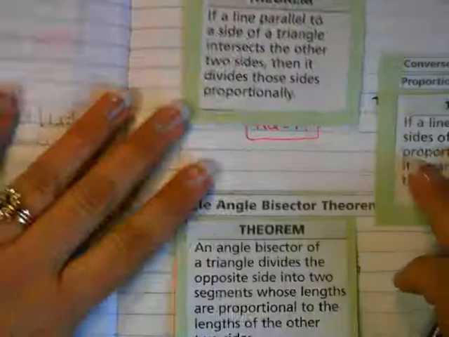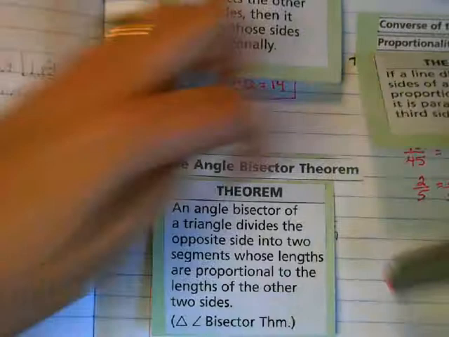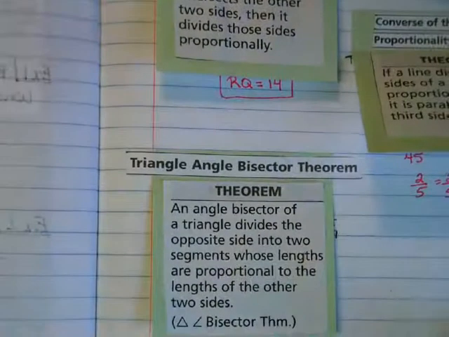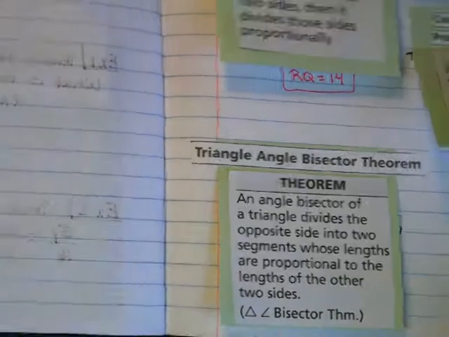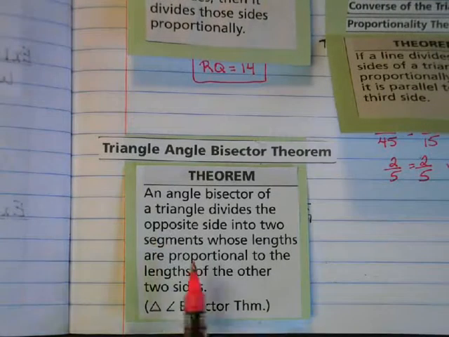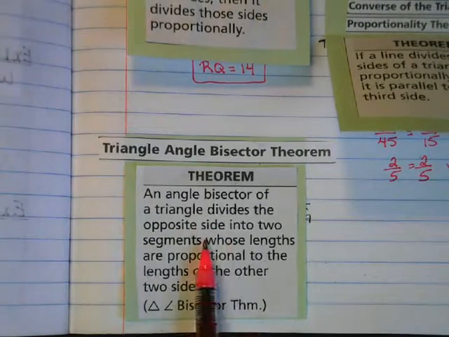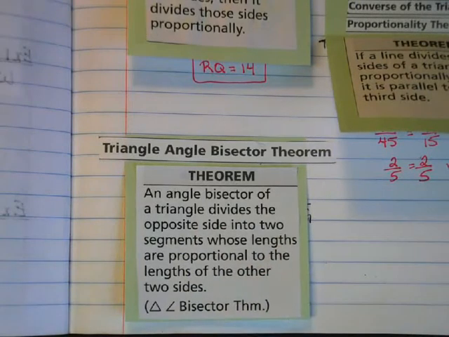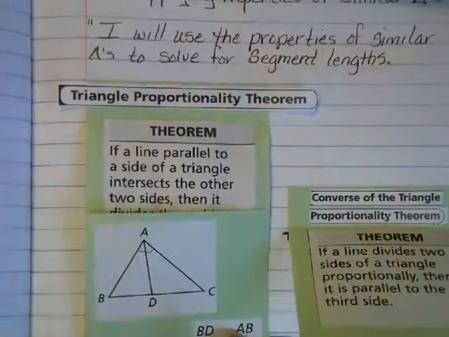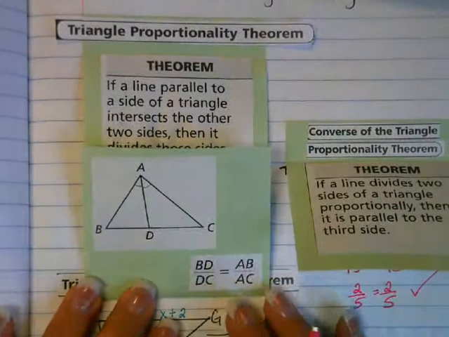Good. We just have one more theorem to do, and that is the triangle angle bisector theorem. This one says an angle bisector of a triangle divides the opposite side into two segments whose lengths are proportional to the lengths of the other two sides. So go ahead and pause me, write this all down, and then we'll look at a diagram of it and then a problem.